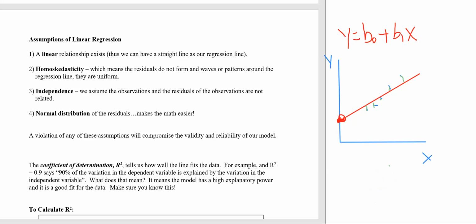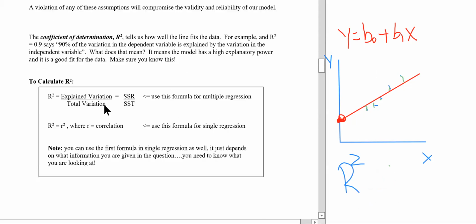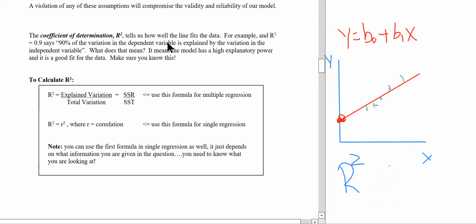Let's say those are there. Okay. So now, how do we know how reliable this model is? Well, we can start to look at different parameters, and the first parameter is the R squared, the coefficient of determination, and this tells us how well the line fits the data. Okay, so a higher R squared is preferable.